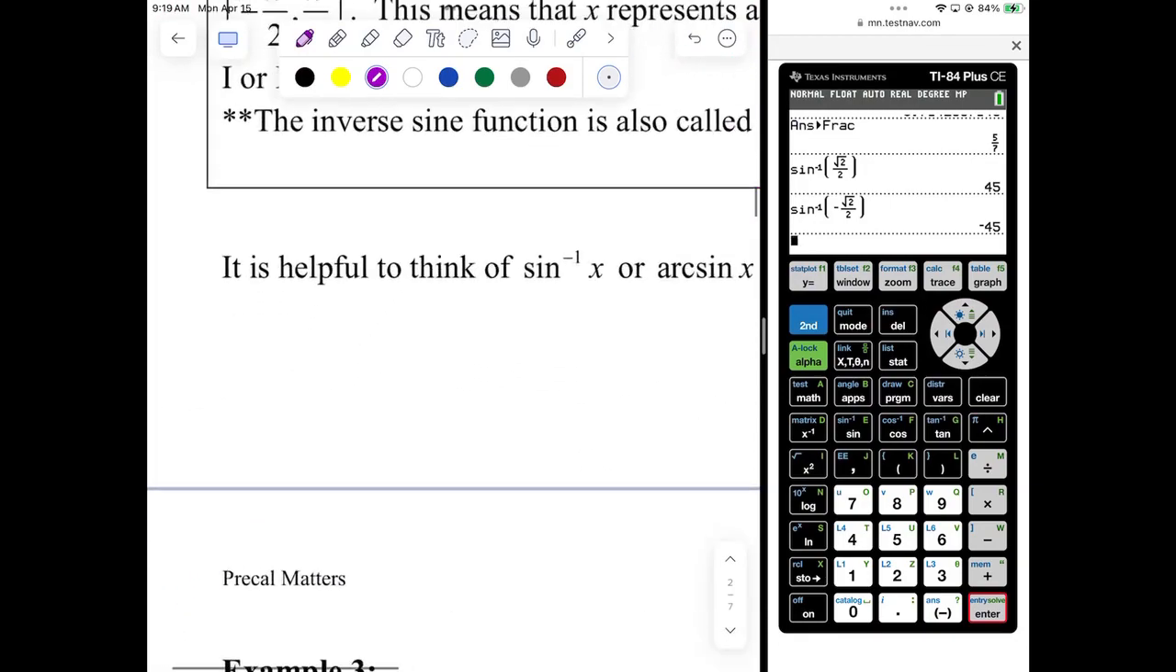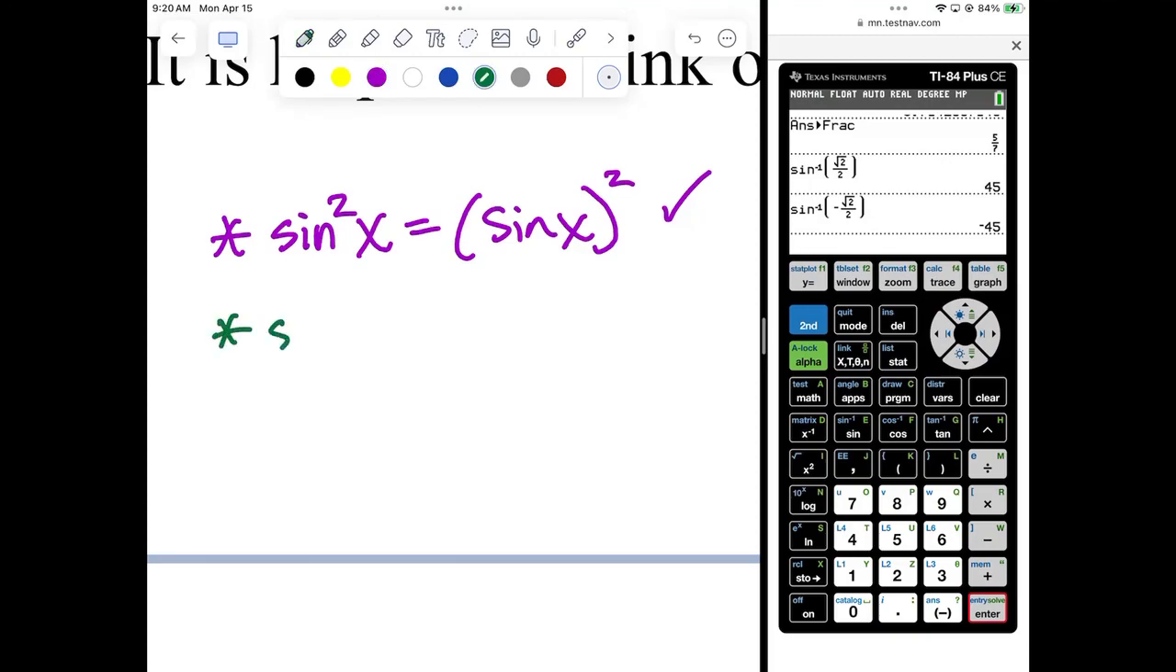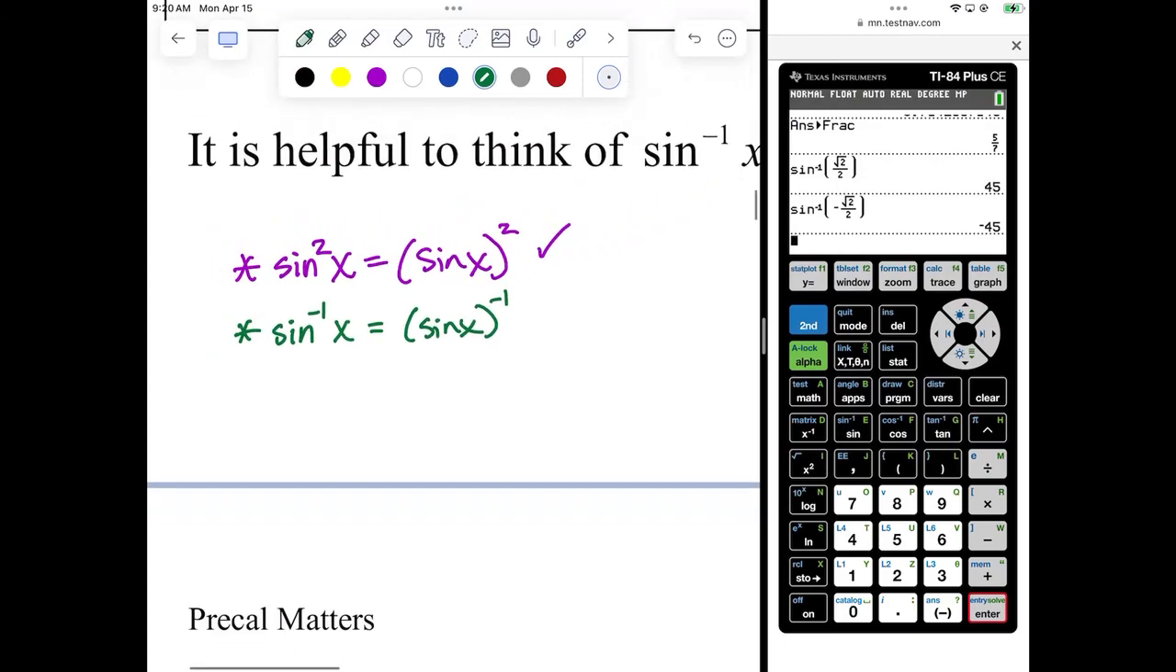Here's why we have another distinction. Let's look at this. If I write sine squared of x, that means sine of x quantity squared. The left side is the condensed, the right side is the expanded. They mean the exact same thing. You might think then that if I write sine to the negative first of x, that equals sine of x to the negative first, right? Well, sine of x to the negative first is 1 over sine of x, which is actually cosecant of x. Can inverse sine of x equal cosecant of x?